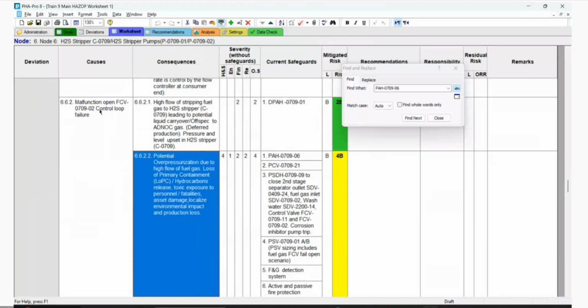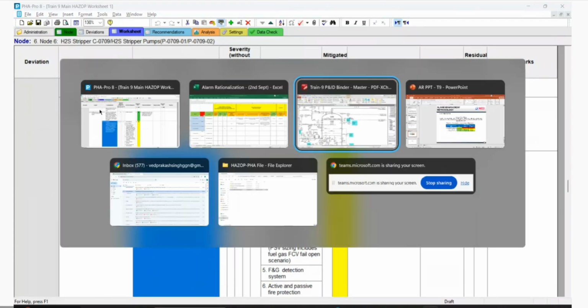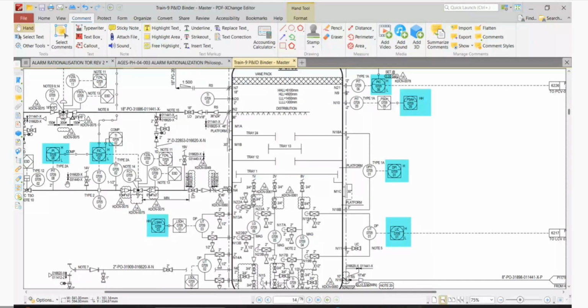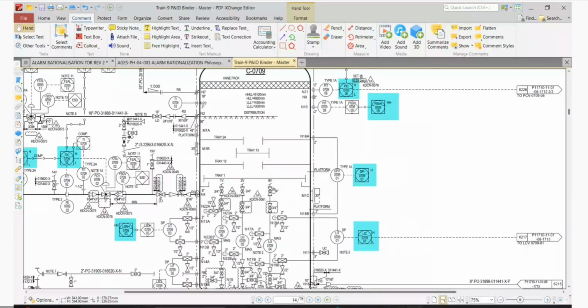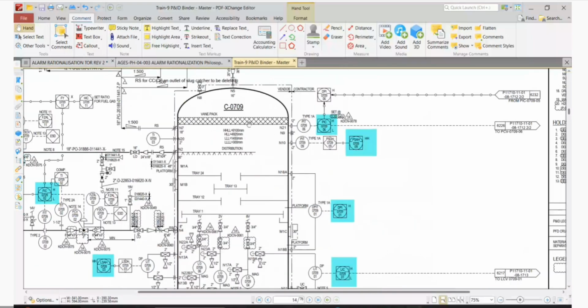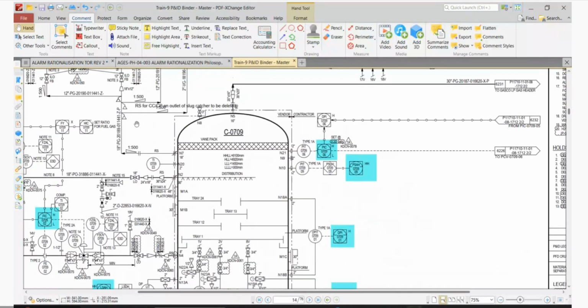This is FCV 709. This is stripping gas. Okay, if you have more flow in the stripping gas, you will have high pressure there, right? Yeah, this can happen if the FCV malfunctions fully open, then more flow of gas. But this pressure is to prevent over pressurization, and you have a PSV. Correct, you are right here.